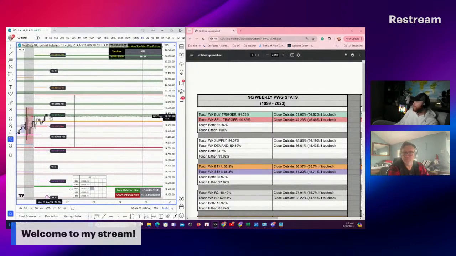But we can see that throughout the week, buy trigger 1 and sell trigger 1, since 1999, both have a 90% probability of being hit. Both being touched has an 85% probability. If we go up to supply, R1 has an 84% probability of being touched, and S1 has an 80%, and there's a 64% probability that both of these sides get touched. Sell target 1 and buy target 1 both have around a mid-60s probability, with a 35% chance of both being touched.